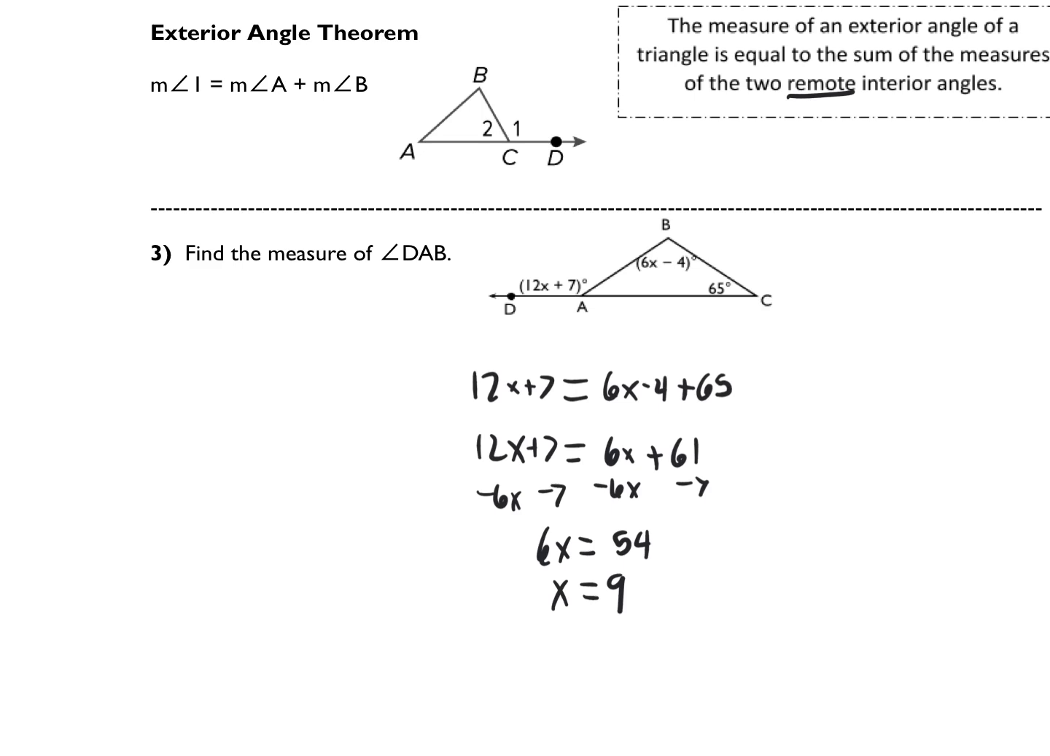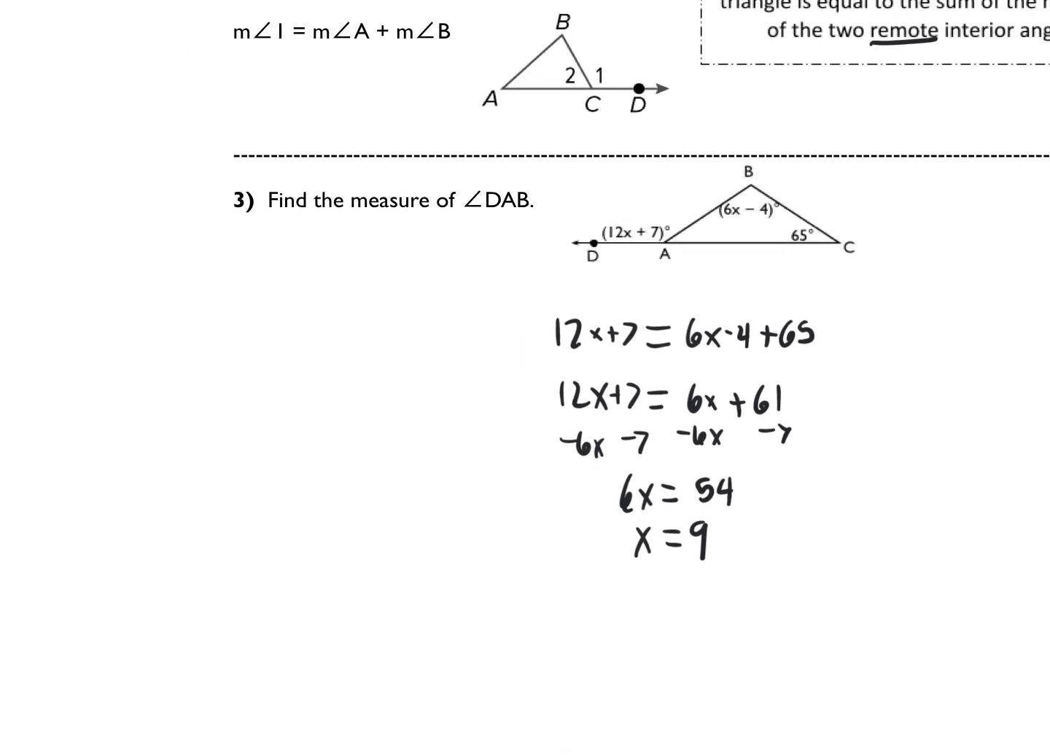Now what we're needing is the measure of DAB, so we got to substitute in that 9. 12 times 9 plus 7. 12 times 9 is 108. 108 plus 7 is 115. So measure of angle DAB is 115 degrees.